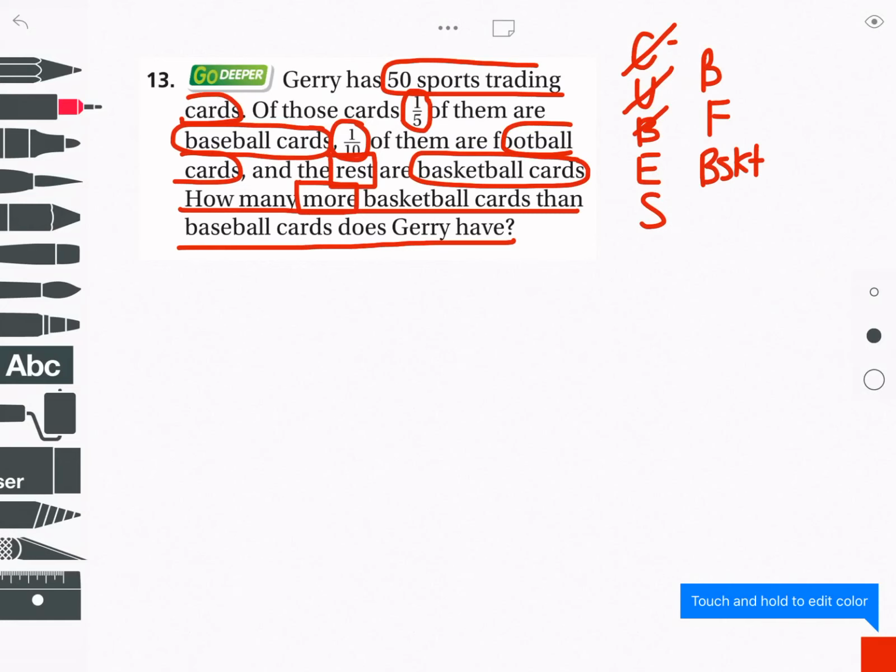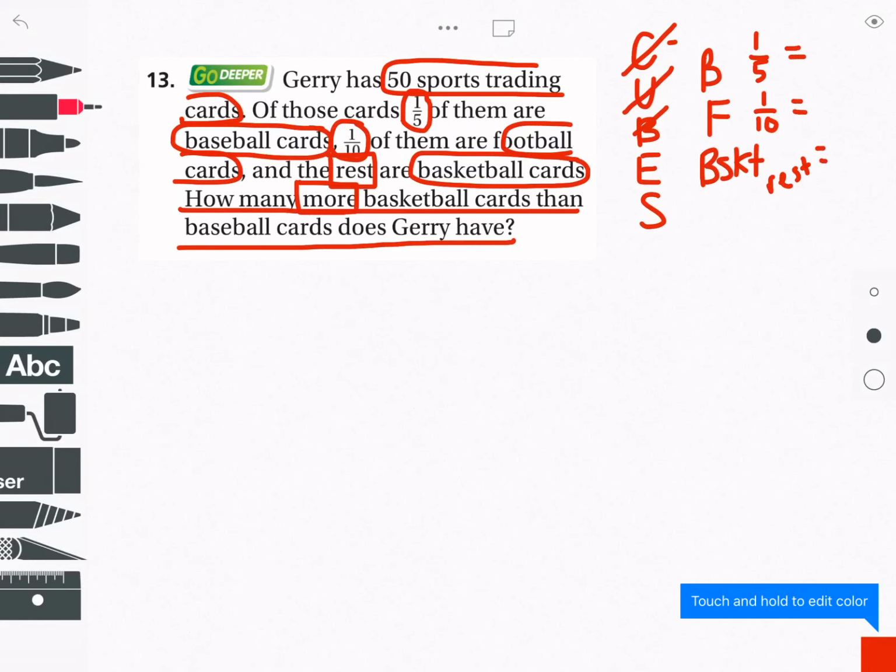All right, so here's some of the information I know. I know that 1/5 of the cards are baseball. So I'm going to just put a 1/5 over by baseball because you know I like to write my notes. 1/10 of them are football. So I'm going to write 1/10 over by my F. And then the rest are basketball, but I don't know yet how many that is. So I need to figure out what 1/5 equals, what 1/10 equals, and what the rest are.